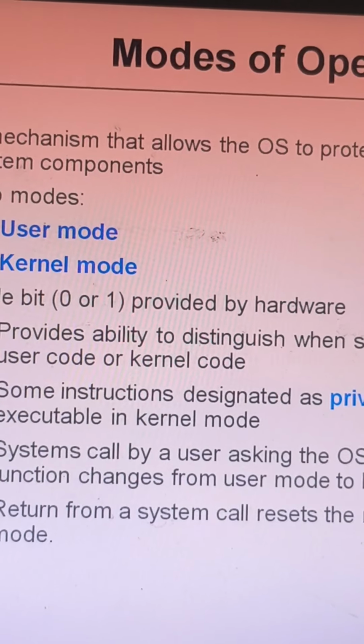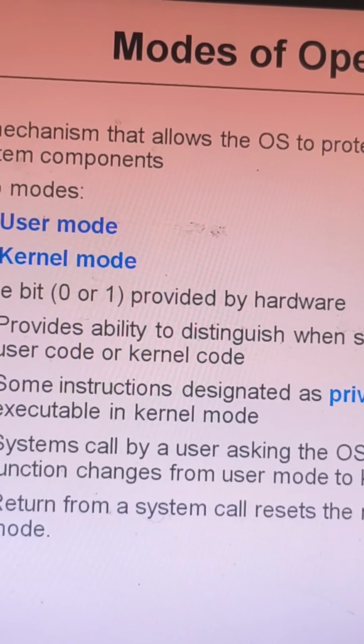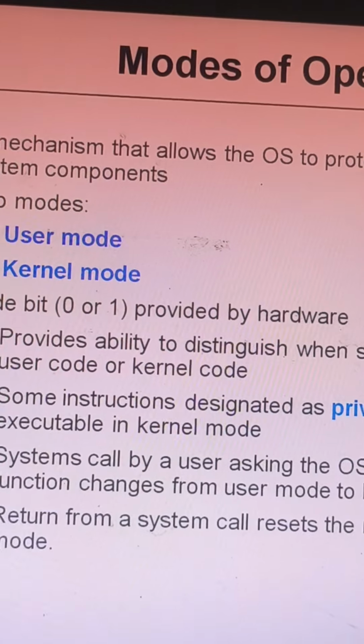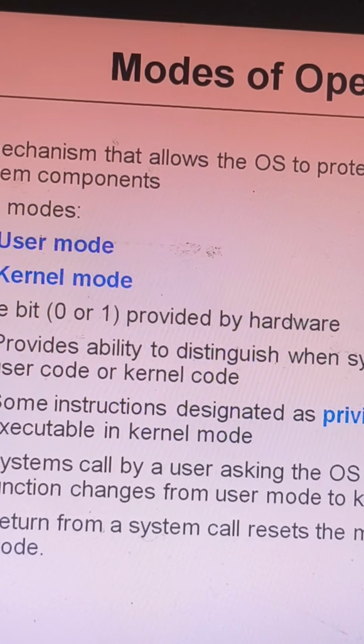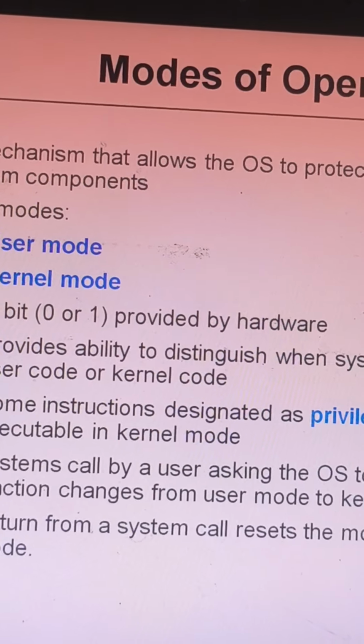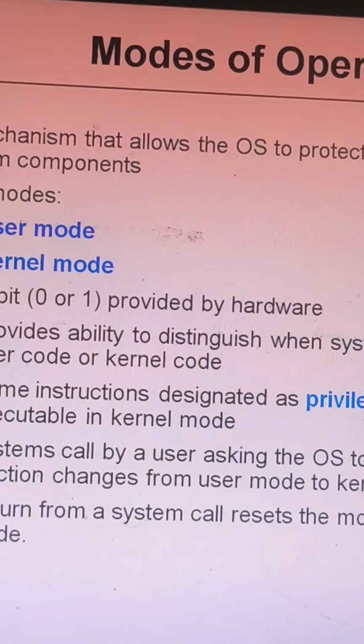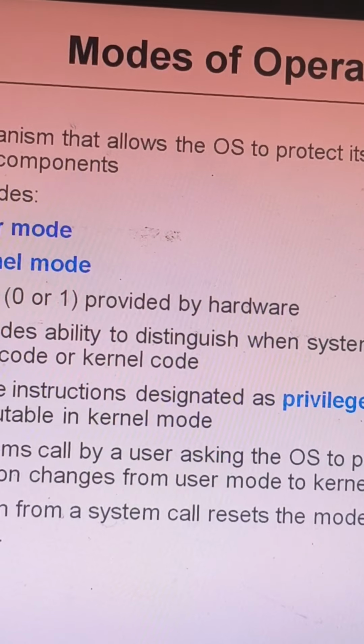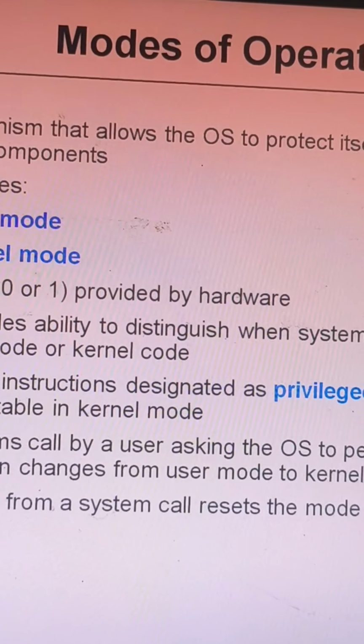The mode bit is represented as 0 or 1. So the mode bit will be provided by the hardware. It provides the ability to distinguish when the system is running user code or kernel code. And sometimes instructions designated as privileged are only executable in kernel mode.